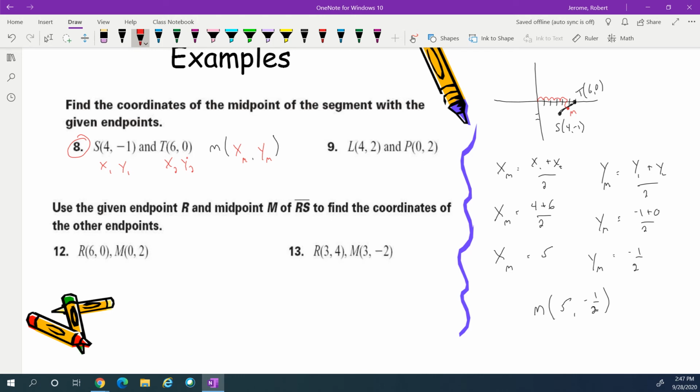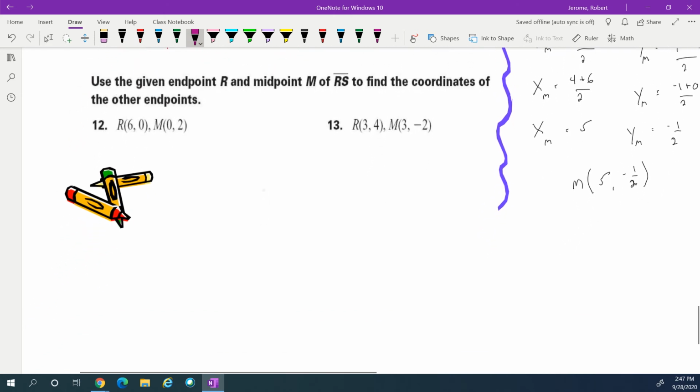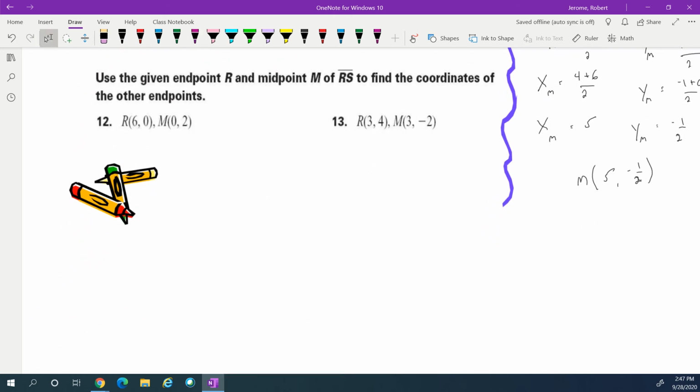Now, that being said, let's do another example. I'm going to scroll up a little bit so we can see. I have a little more room here. And we're going to do number 12. So let's see, our directions say use the endpoint R and the midpoint M. So wait, R is one end and M is the middle. That's really important. I'm just going to rewrite this.